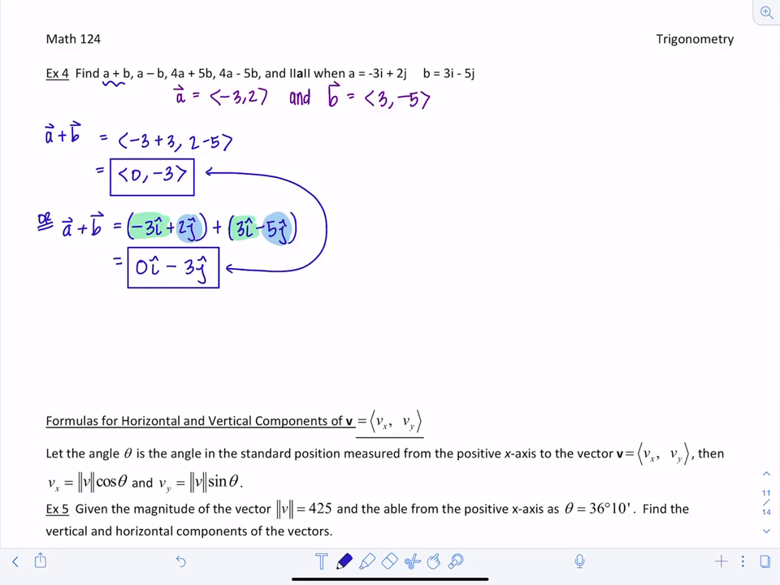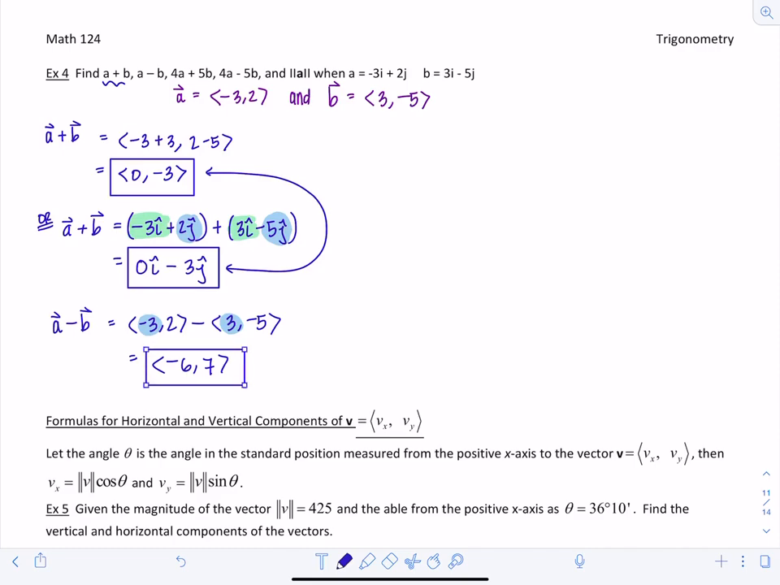So it's just an alternate way of writing out vectors, and you're going to see both used a lot if you continue in math. Okay, a minus b. I'll just switch though and use the component notation. So we have negative 3, 2 minus 3, negative 5. So negative 3 minus 3, that's going to be negative 6. And then 2 minus negative 5, that's 2 plus 5, so 7.